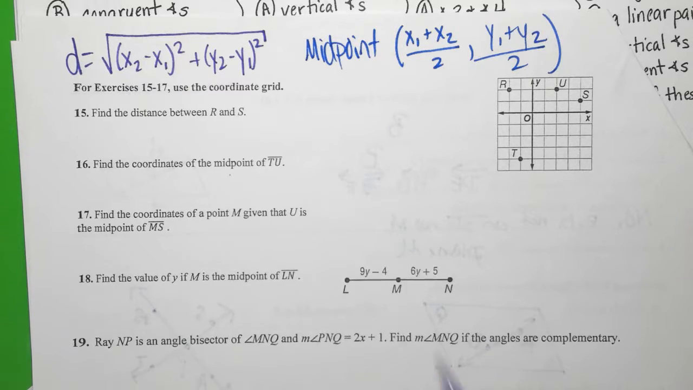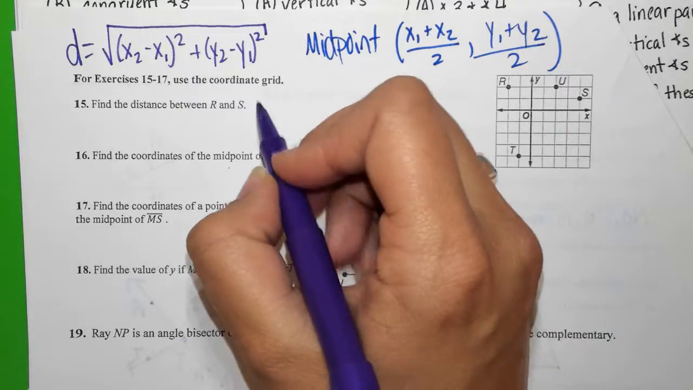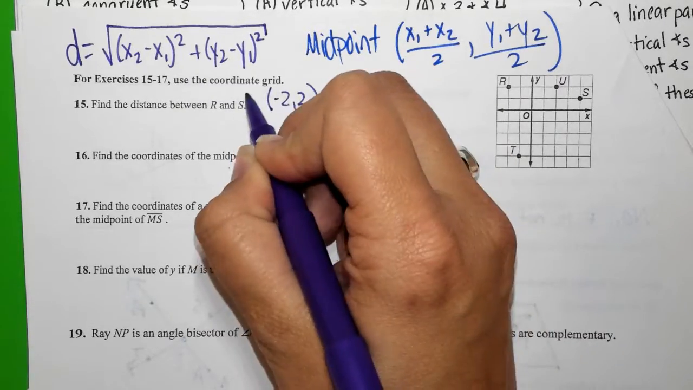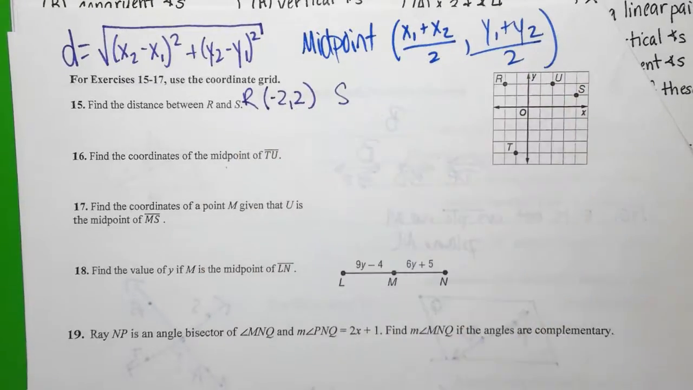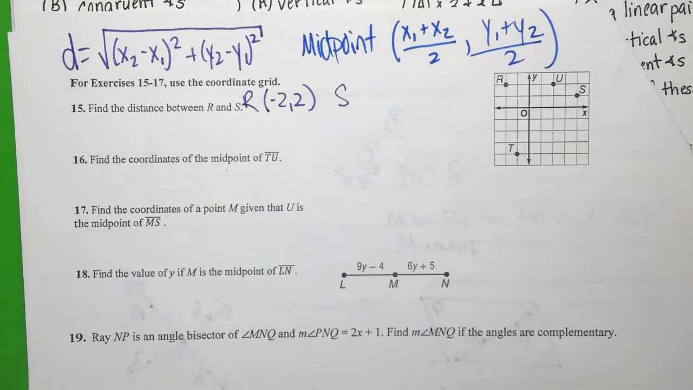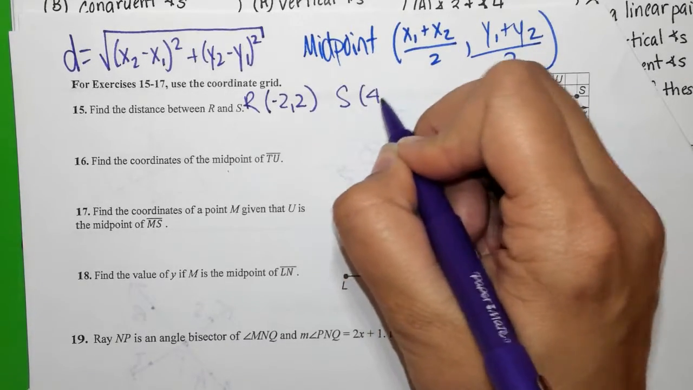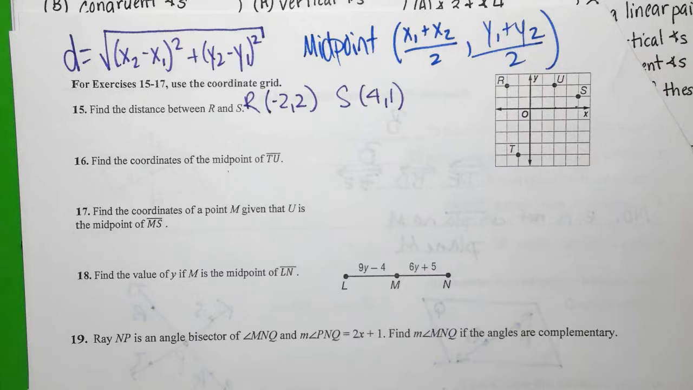Alright, so can you tell me what the coordinates of R are? Negative 2 and 2. Negative 2 and 2, take a point. Can anybody else tell me what the coordinates of S are? 4, 1. It's okay, pumpkin.